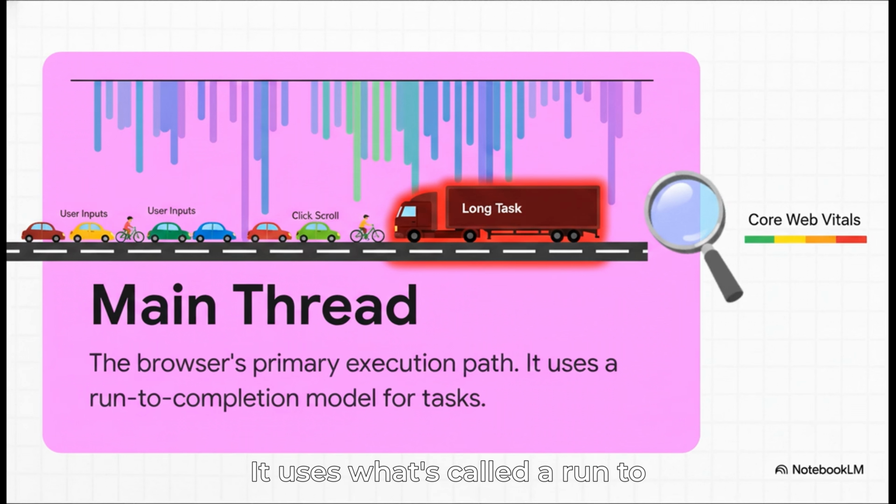It uses what's called a run-to-completion model. That means once a vehicle, or in our case a task, starts driving down the single lane, it literally cannot be interrupted. If a massive, incredibly slow-moving semi-truck of a task is on that road, user inputs like clicks, taps, or scrolling are just stuck in traffic right behind it. DevTools visualizes this as an inverted flame chart, sometimes called an icicle chart, where time flows from left to right and the call stack descends vertically, so you can see exactly which functions are calling other functions.